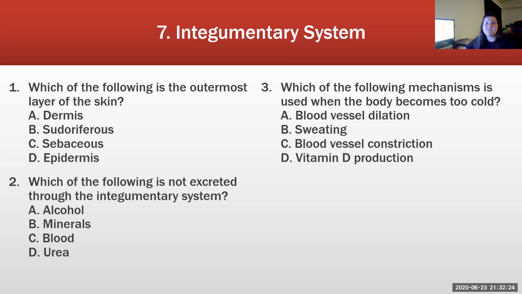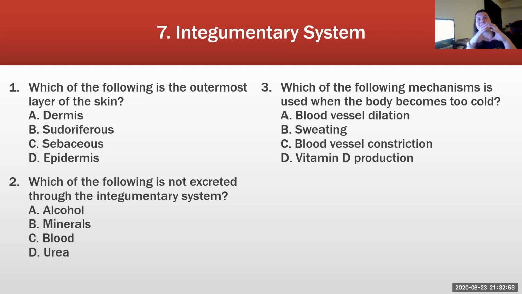Which of the following mechanisms is used when the body becomes too cold? Blood vessel dilation, sweating, blood vessel constriction, vitamin D production. So the correct answer is C, blood vessel constriction. So if the body is too cold, it wants to try to keep that heat in. So what happens when blood vessels dilate is they open up more. And that means that it's trying to get as much blood through as quickly as possible.